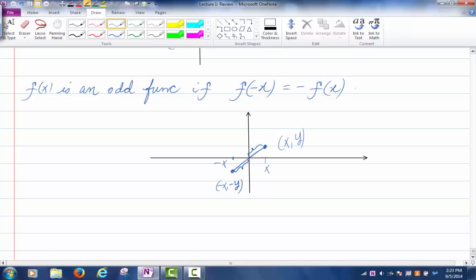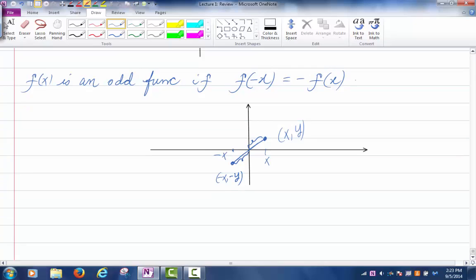So the graph of an odd function is symmetric about the origin. So again, odd function means whenever xy is on the graph, negative x, negative y is also on the graph. So the height of the graph at negative x and x, they are opposite of each other. Is that okay? Alright, so that's what we mean by an odd function.